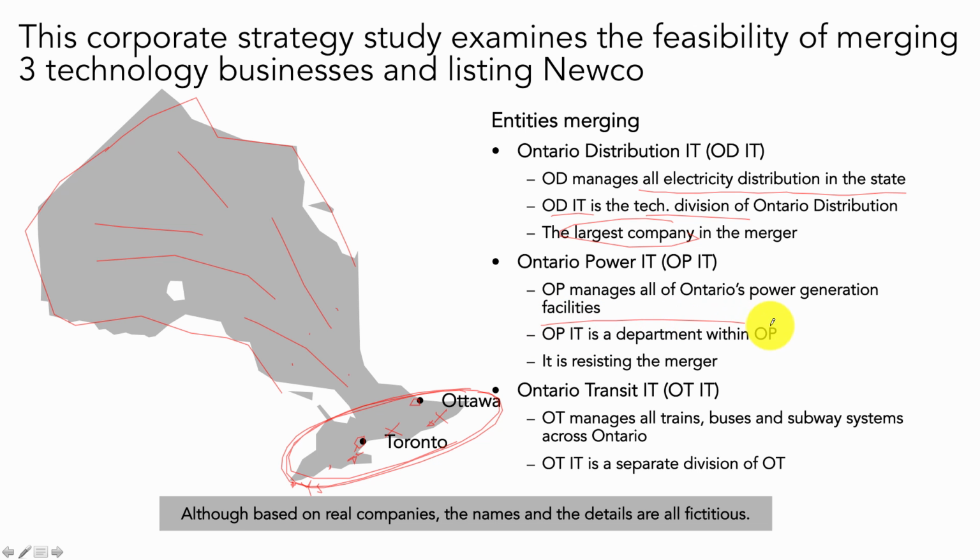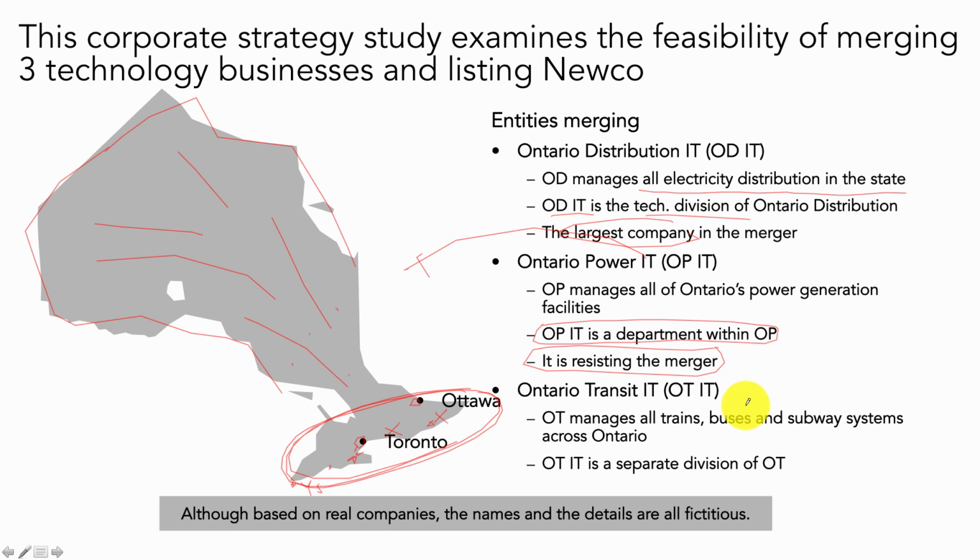Ontario IT is a department within Ontario Power. So it is not a division like the way it is for Ontario Distribution. This one division is resisting the merger because it believes that the IT skills need to sit within Ontario Power to effectively serve their needs. And they do have some valid claims there, because if you've ever been to a power plant, you know that IT needs to integrate very closely with process control to run those facilities. So they are resisting the merger because they think if you spin out IT into a separate company, it won't be that interested in managing the assets as effectively.